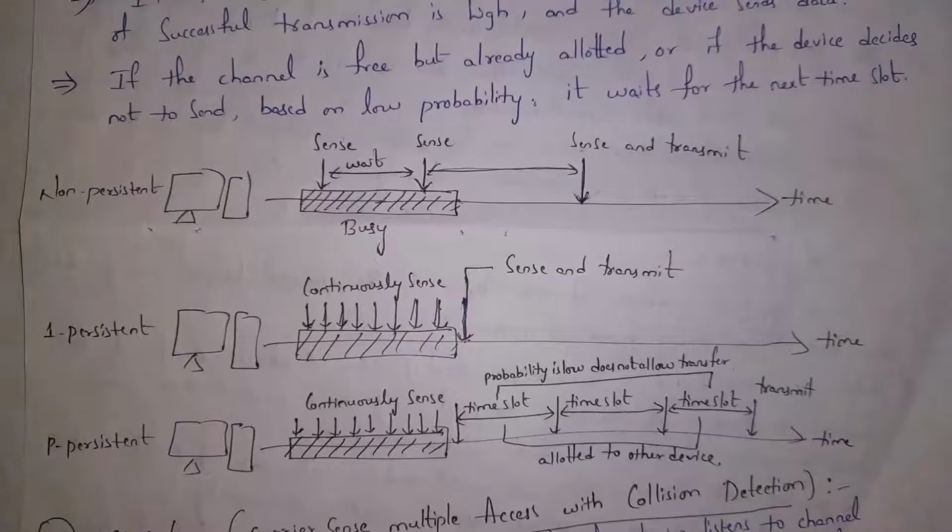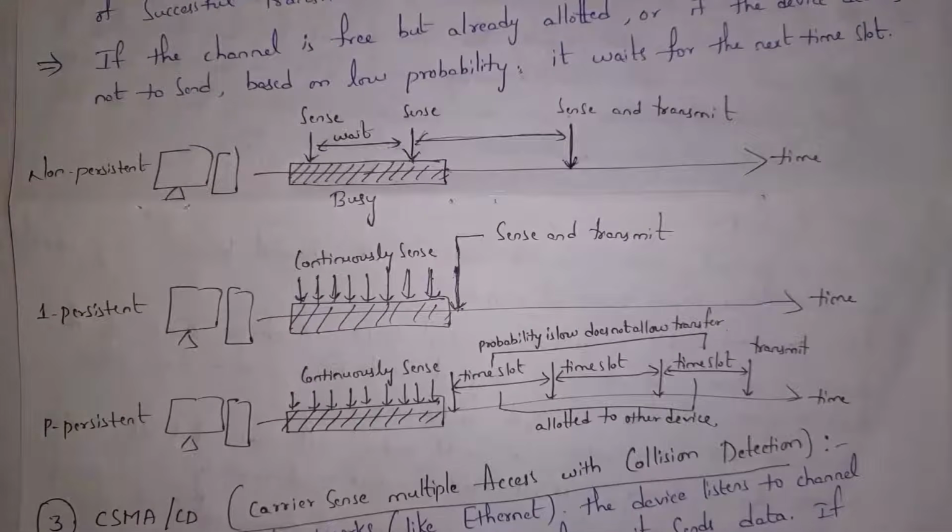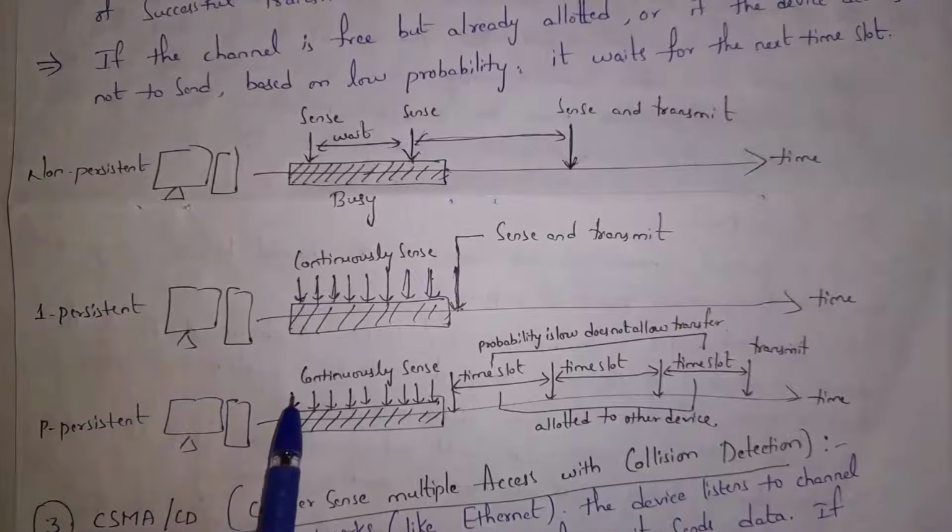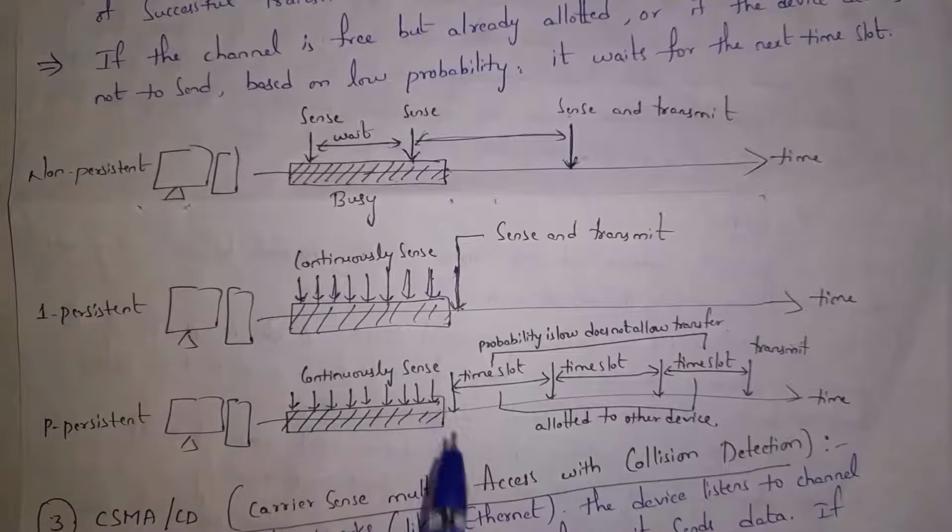And next one is p-persistent CSMA, where p stands for probability. Even in p-persistent CSMA, the device will continuously keep on sensing the channel until the channel is free.